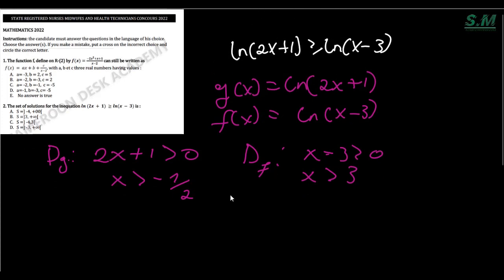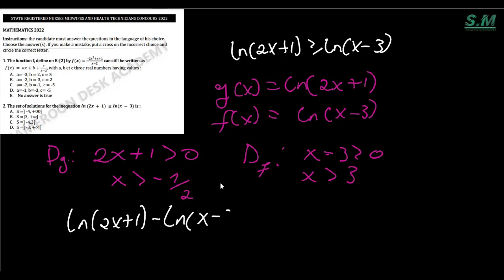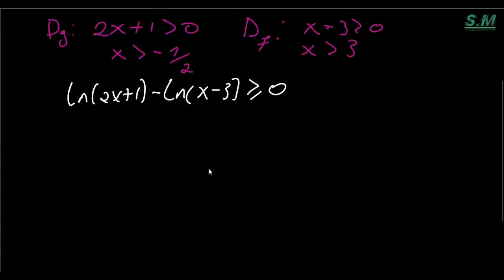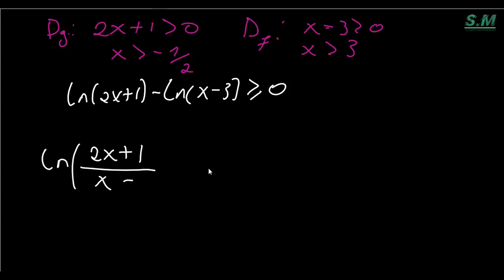Now, resolving this simply, I will bring everything on one side of the inequality and resolve easily. So it means applying the laws of natural logarithms. That is, if I bring the natural logarithm of 2x plus 1 minus the natural logarithm of x minus 3 greater than or equal to 0, we can apply the laws of logarithms. So this means I will have the natural logarithm of (2x plus 1) divided by (x minus 3) greater than or equal to 0. In order for us to solve this, we can take Napier's number on both sides.